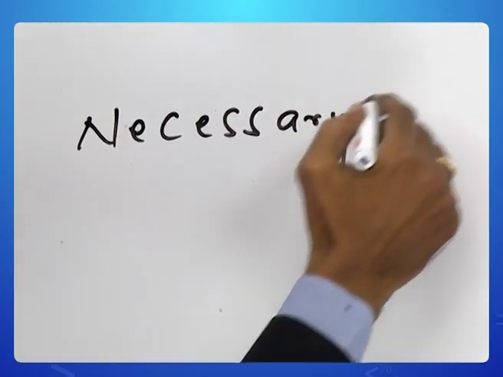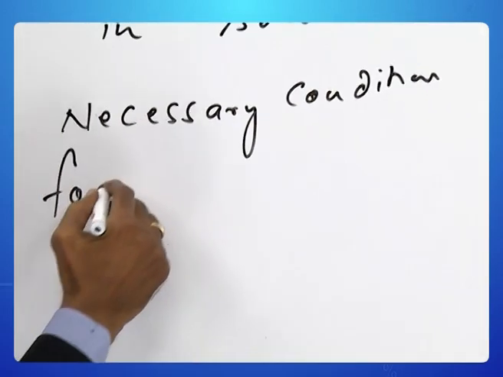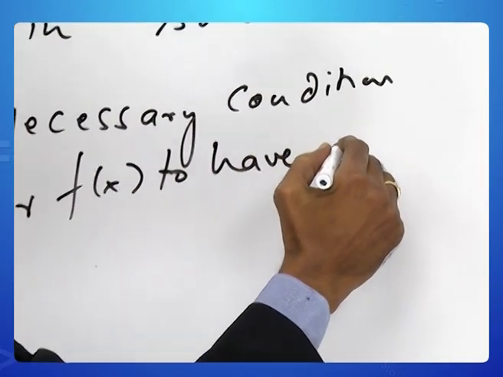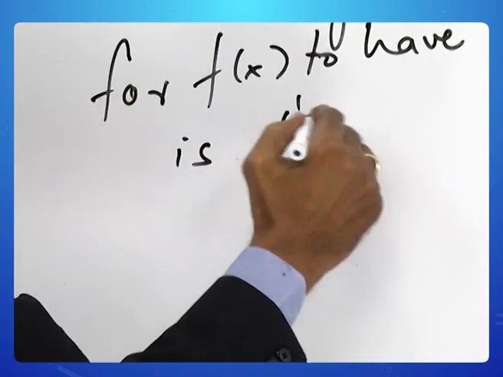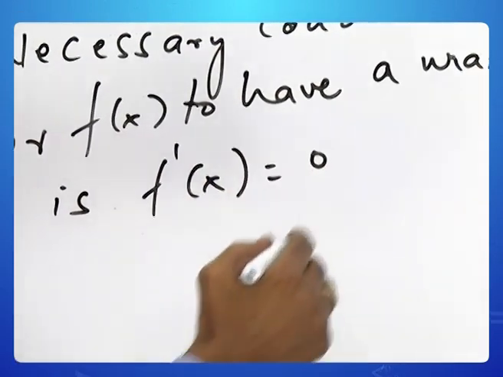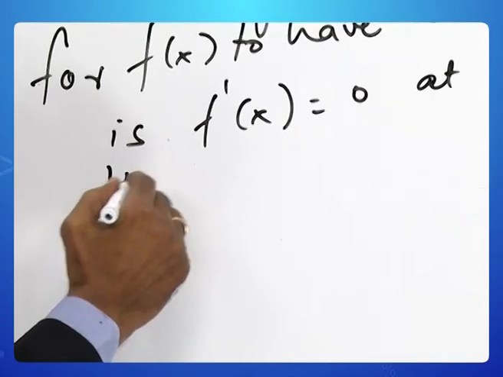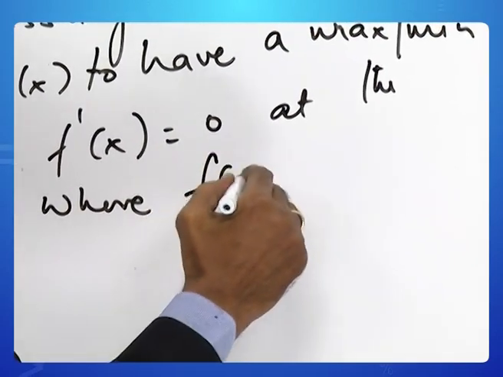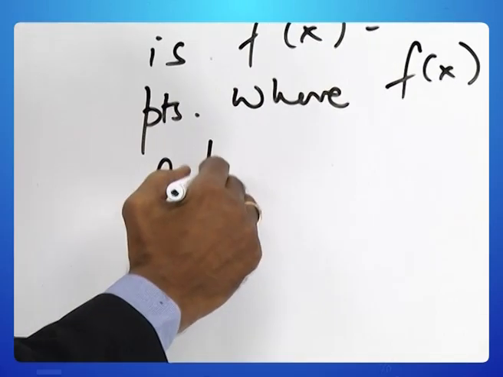Necessary condition for f of x to have a maximum or minimum is f dash x is equal to 0 at the points where f of x takes extreme values.